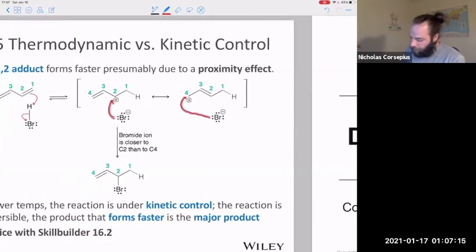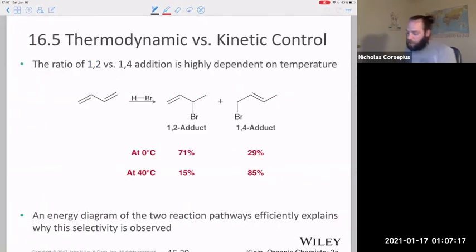And then let's just go back to this here. Notice that lower temperatures favor the kinetic product. Why would that be? Well, at lower temperatures, things aren't moving around as quickly. So the fact that that bromide has to migrate over 4 carbons away is just less favorable to happen. There's fewer collisions, there's less movement going on in solution.